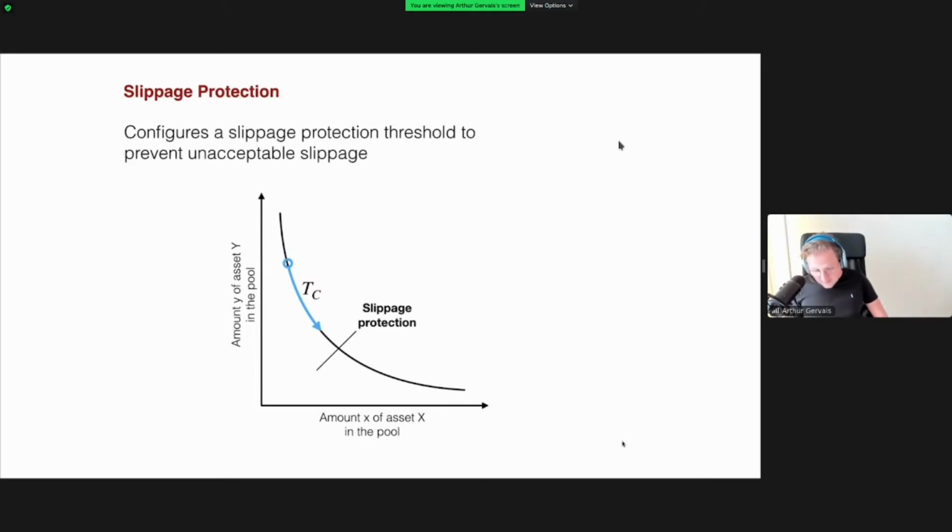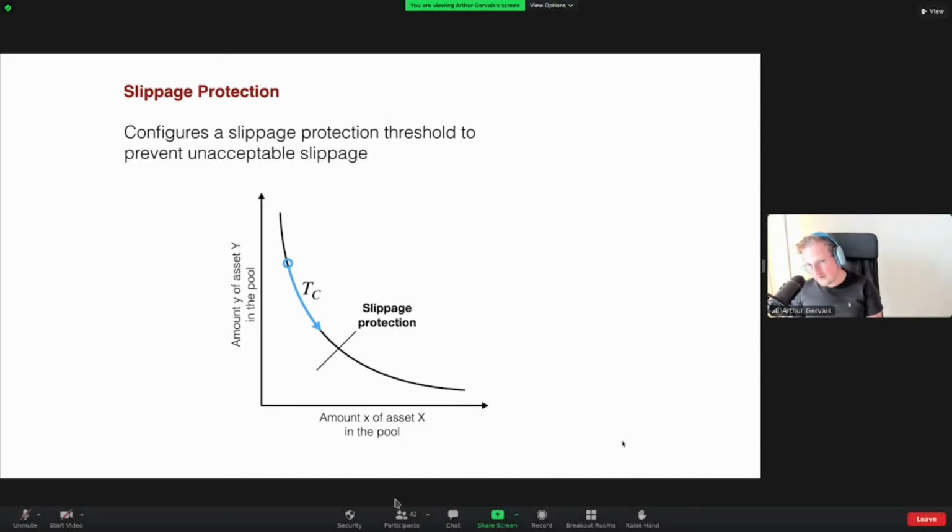So to protect yourself, there's a concept called slippage protection. It's similar to a limit order in traditional finance. If you have an order book, you can say, I want to purchase this asset at this price, right? So you set a limit. Here it's also a limit, but a bit different, because you allow for some slack, but not too much. It's a configurable slippage protection threshold that the user can configure on the interface.